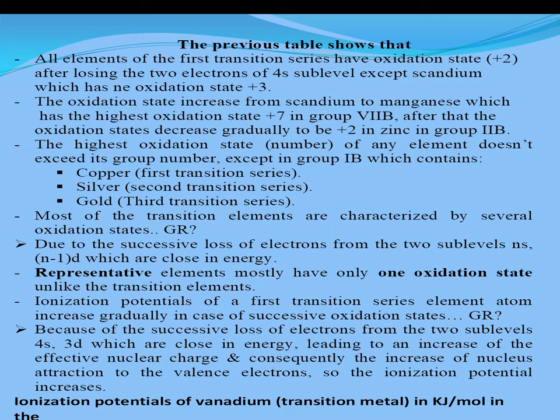The ionization potential of the first transition series element atoms increases gradually in the case of successive oxidation states. That's because of the successive loss of electrons from the two sublevels 4s and 3d, which are close in energy, leading to the increase of the effective nuclear charge, and consequently the increase of the nucleus attraction force to the valence electrons. So the ionization potential increases.